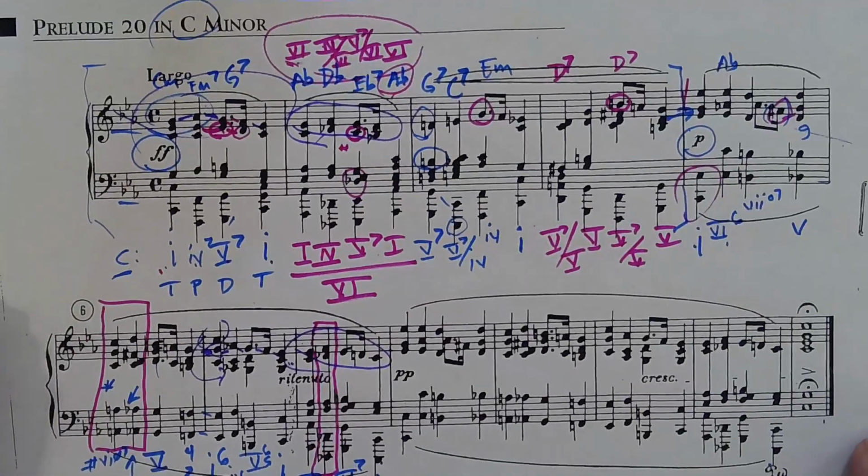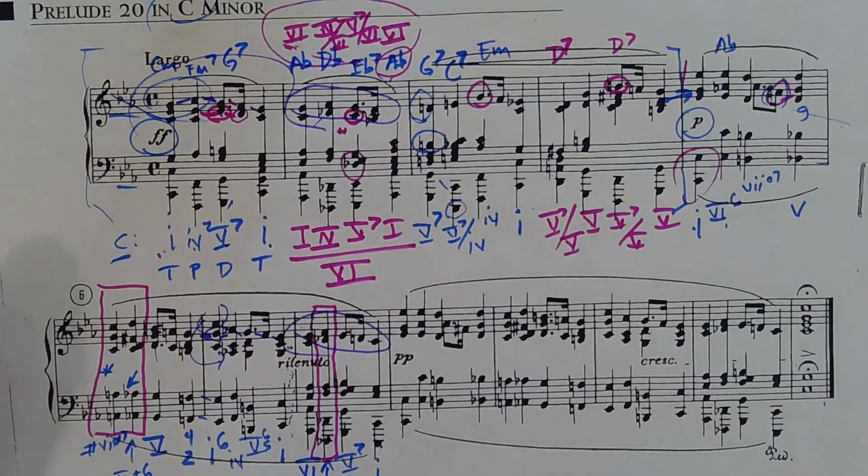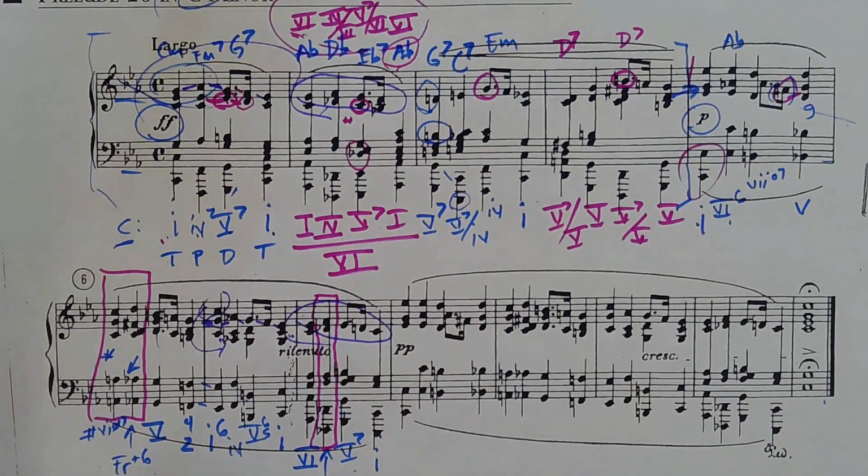There we go, Prelude in C minor. This is a progression I enjoy improvising over. So a little lagniappe for you at the end. All right, so this is the analysis. We could go deeper into this. There's actually really cool stuff going on.